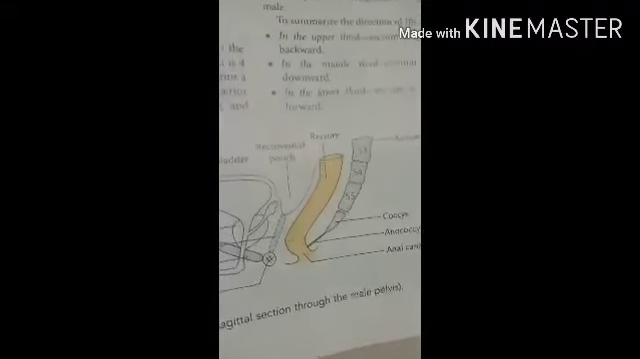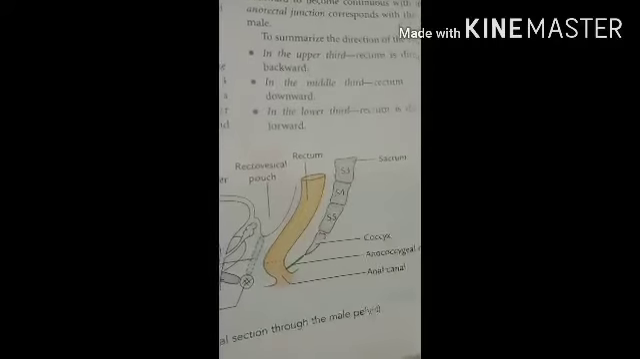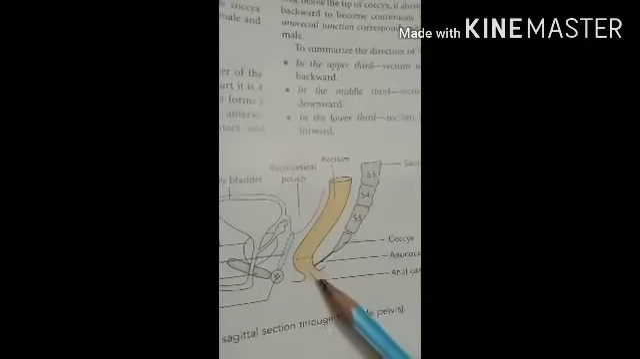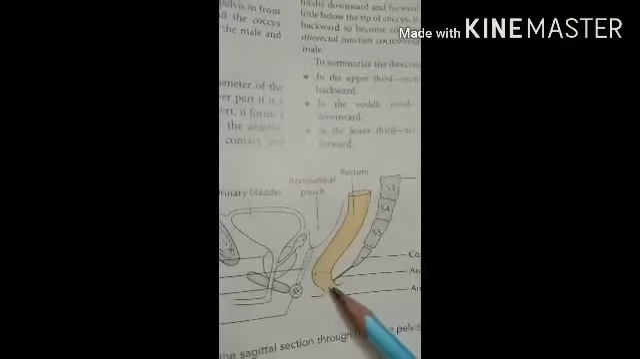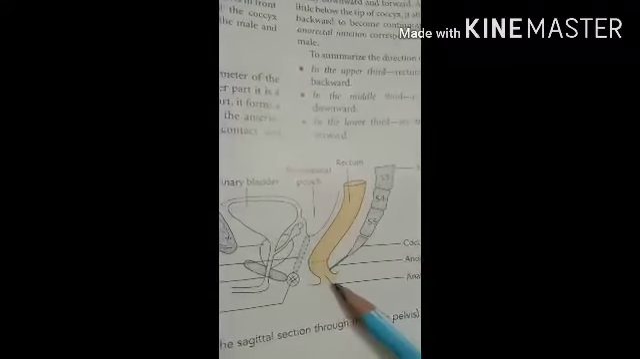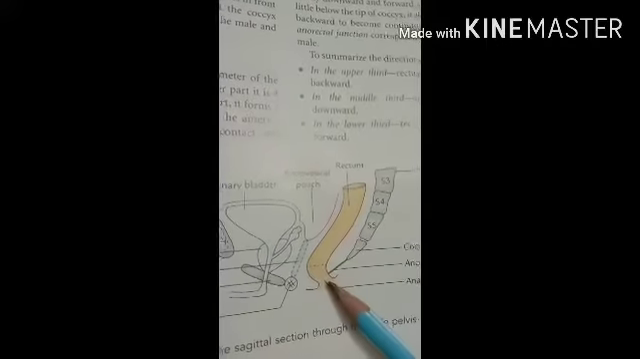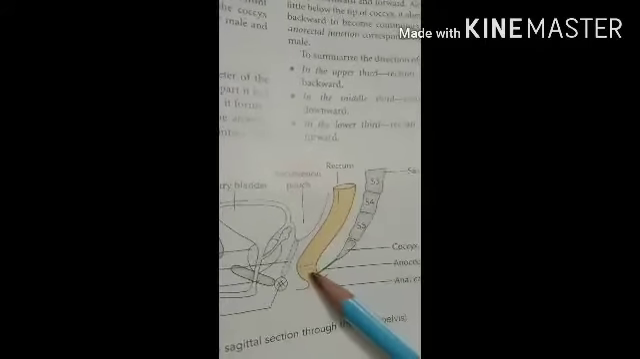Then the last one is the digital examination per rectum. Through the anus, the digital examination should be done. That is called the PR examination, per rectal examination. In it, the index finger is inserted through the anal canal into the lower part of the rectum.